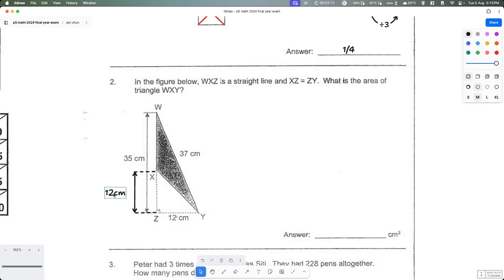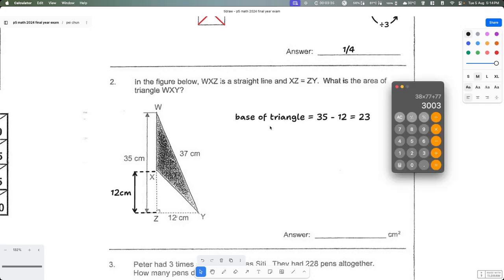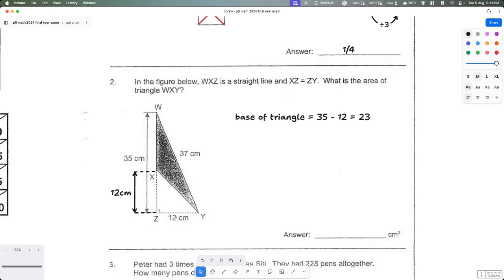So that means the base of the triangle is equal to 35 minus 12, which is 23. Let's use our calculator. 35 minus 12 is 23. Then the height of the triangle is, in this case, 12 over here. So base is 23 centimeter, height is 12 centimeter.